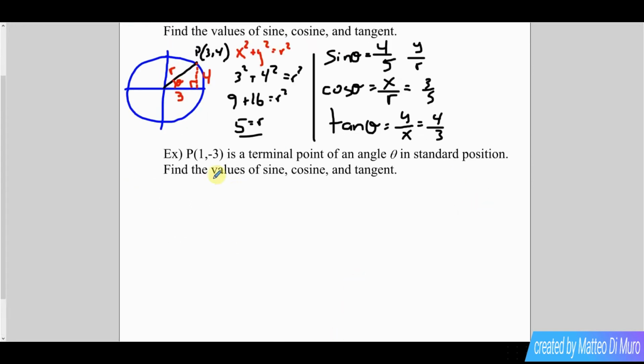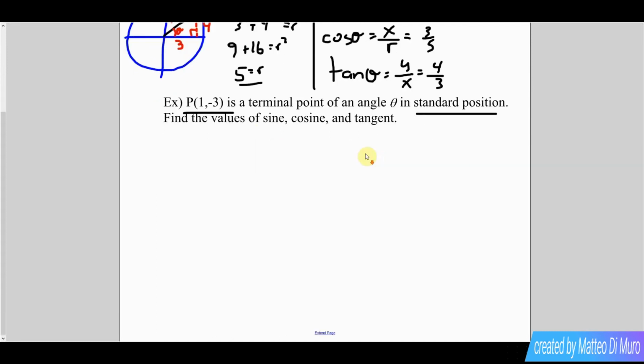So this time we have a terminal point, but it's (1, -3), and it's saying it's in standard position, probably the best position in math, a standard position. So find the values of sine, cosine, tangent. Drawing a picture in this unit is going to save you a lot of hassle. So when I draw a picture, I can think, okay, x is positive, so that's either quadrant 1 or quadrant 4. Y is negative, so that has to be down here. Okay. So I'm just going to write that's (1, -3).